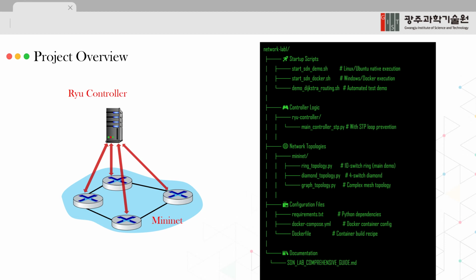The network topologies directory contains the Python scripts that define different network configurations. The ring topology.py script creates a 10-switch ring structure, which is what we use for the main demonstration. The configuration directory contains requirements.txt, which lists all Python package dependencies with their exact versions. Finally, there's a comprehensive documentation file which provides detailed explanations, troubleshooting tips, and additional experimental ideas.